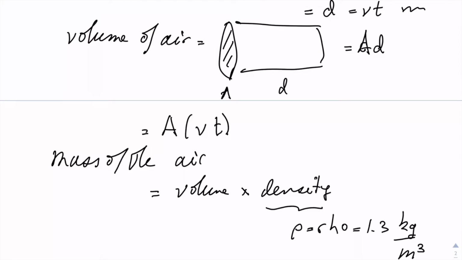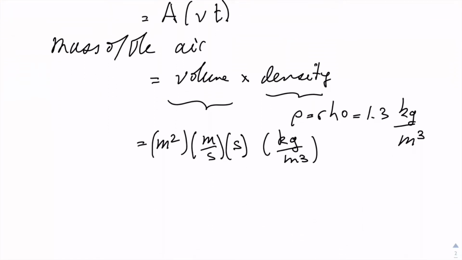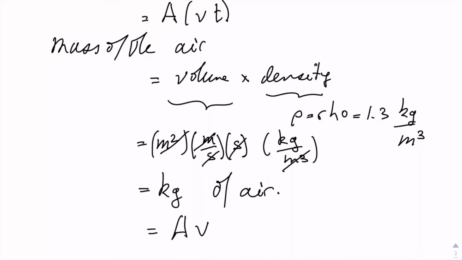Let's check that our units all make sense here. So the volume we saw was the area, which is in meters squared, the velocity, which is meters per second, the time, which is seconds, that's our volume, and then the density is kilograms per meter cubed. So when we combine all of that, we get meters cubed over meters cubed. Those cancel, seconds and seconds cancel, and we just get kilograms of air for our mass. So when we multiply by rho, we end up with this formula: the area of the turbine, the velocity times the time times rho is our mass.